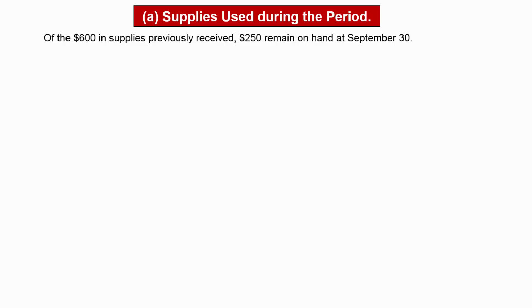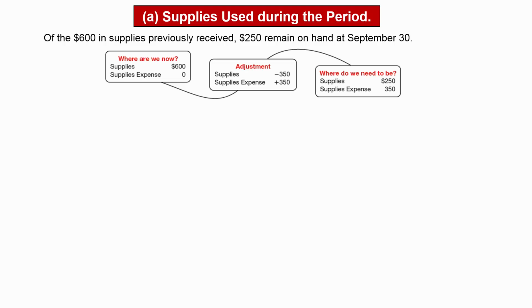Well, this tells me two things. It tells me that we must have used up some of the supplies, so we should have had an expense related to those. And the amount of the expense should be the difference between the $600 that we had and the $250 that we now have. The other way to look at this is to say, okay, our balance in supplies should reflect the amount which we actually have on hand at September 30th.